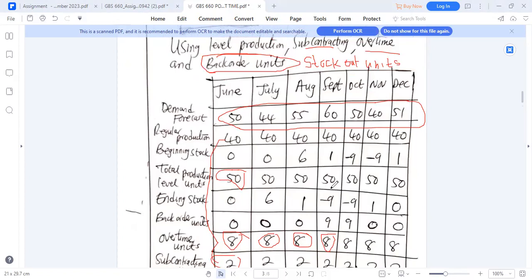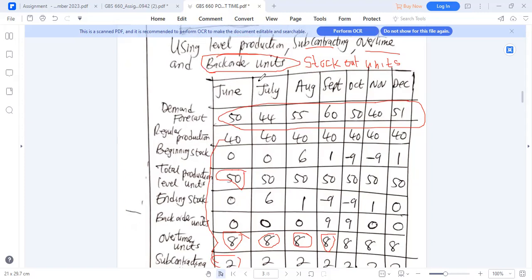All right. Now, what this is telling us is that we know for sure that we are supposed to meet the demand. So total production of 50 units to meet the demand of 50 units. We are going to remain with ending stock of 0.